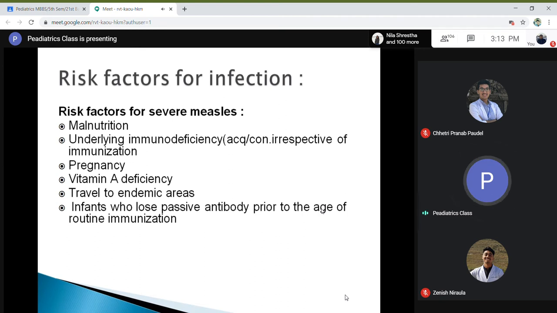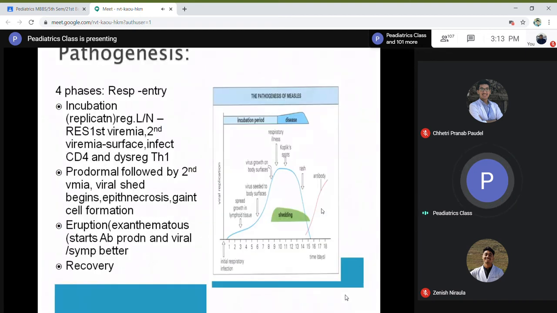Infants would lose passive antibodies prior to the age of routine immunizations. Usually we give it at 9 months. By 6 months, the infant loses the acquired immunity from the mother. That's why it's 9 months, 6 months.